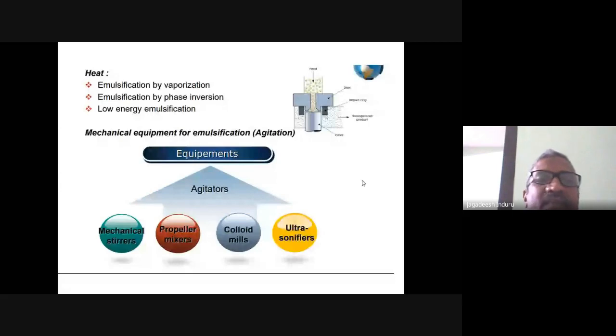Most of the times we use mechanical equipment for the agitation only. We use homogenization and the colloidal mill to break the globule size finer and finer.